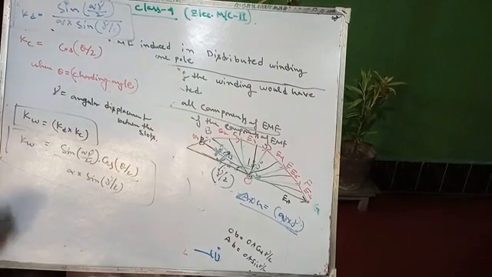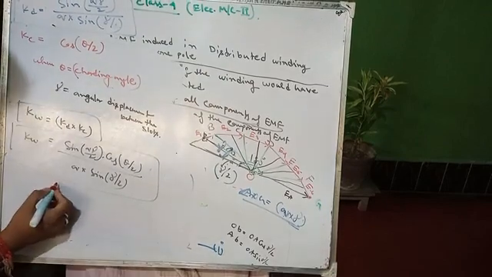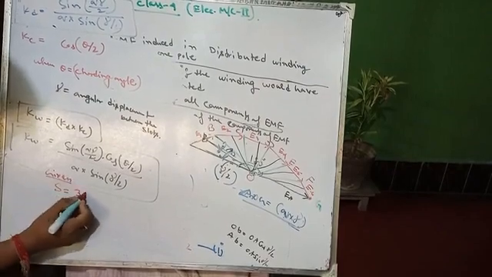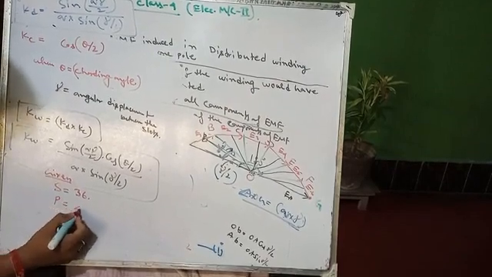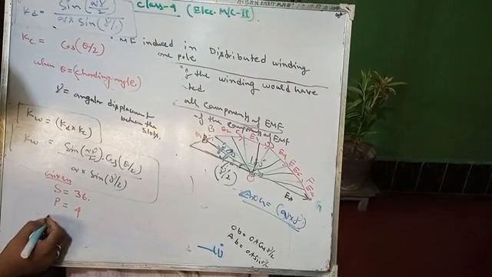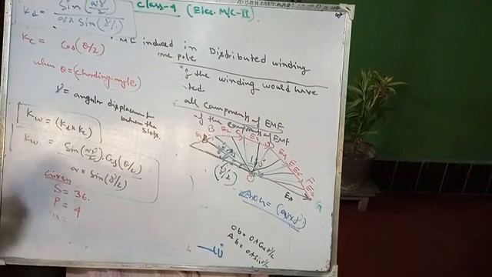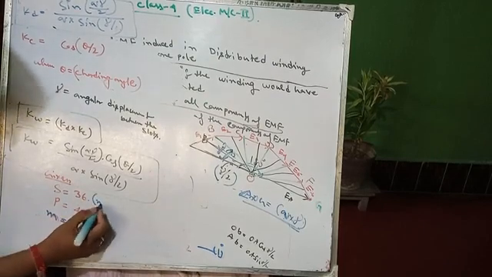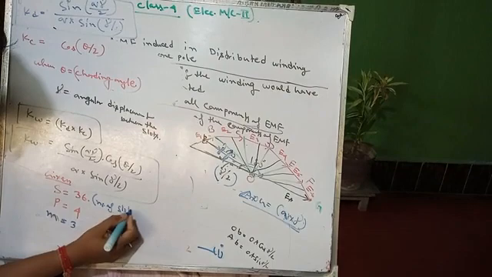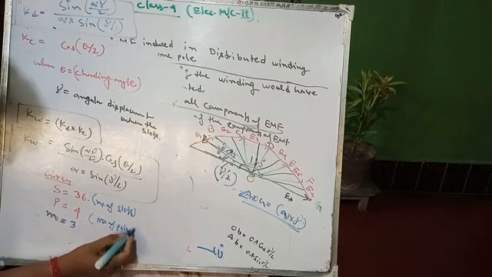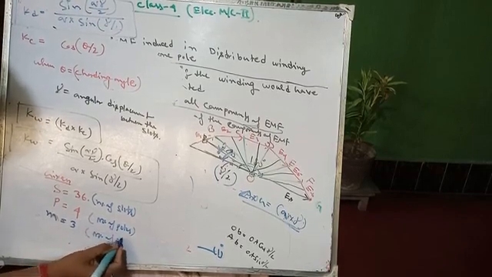So what are the data? First you can write the total number of slots. Given S equals 36. Number of poles P equals 4. And single layer 3-phase, so M equals 3. This is the number of slots, this is the number of poles, this is the number of phases.